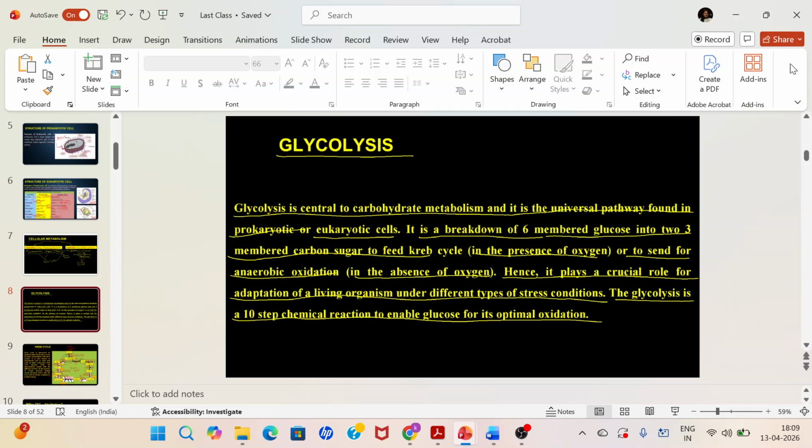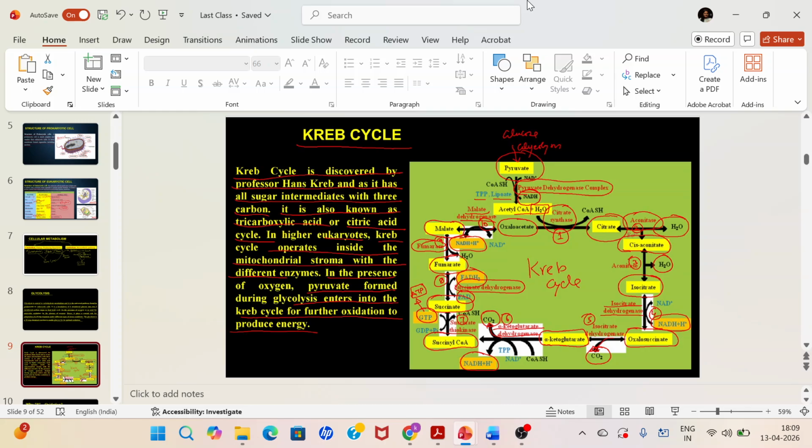Okay, so in the Krebs cycle there are again two modes: either in the presence of oxygen, or they can go for anaerobic oxidation in the absence of oxygen. If oxygen is there, Krebs cycle will run. If no oxygen is there, then these three-membered carbon sugars will go for anaerobic oxidation. So it plays a crucial role for adaptation of a living organism under different types of stress conditions. Okay, it is a 10-step chemical reaction.